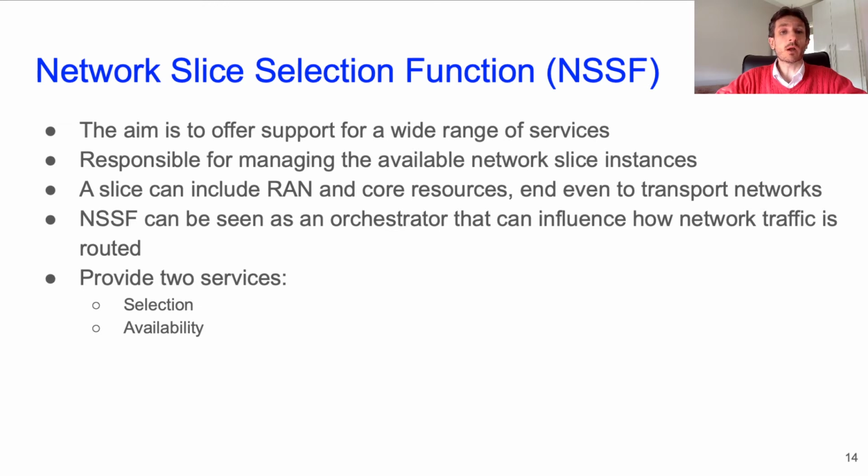The 5G core architecture defines the NSSF component as being responsible for managing the available network slice instances. Moreover, NSSF can be seen as an orchestrator, for example, defining how network traffic is routed. This component produces 2 services: a selection service that provides information about the selected network slicing, and an availability service that generates information concerning the available resource slices.